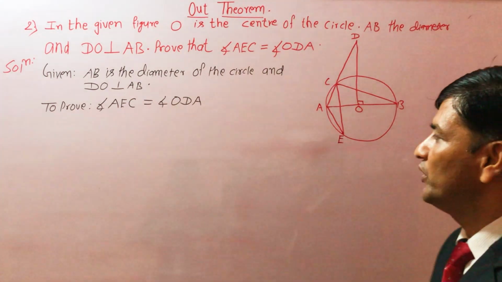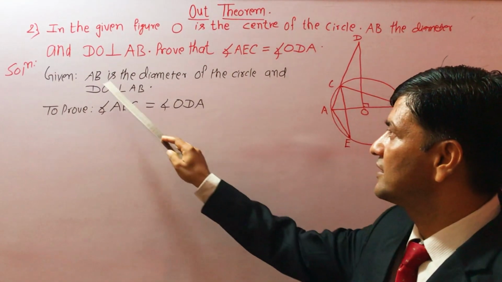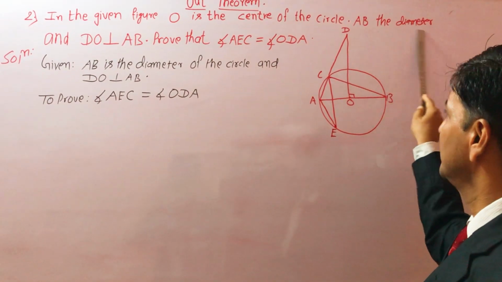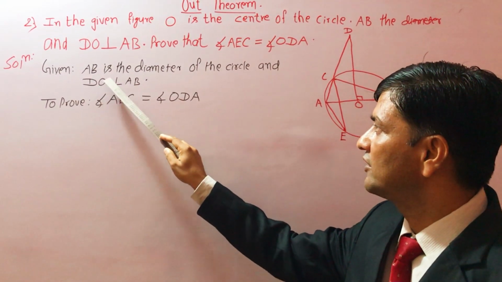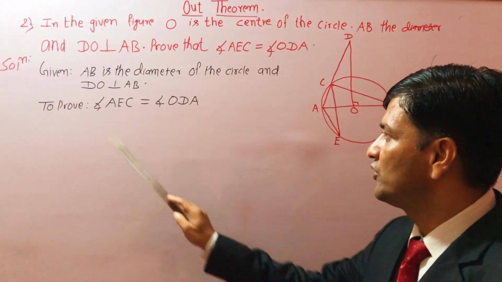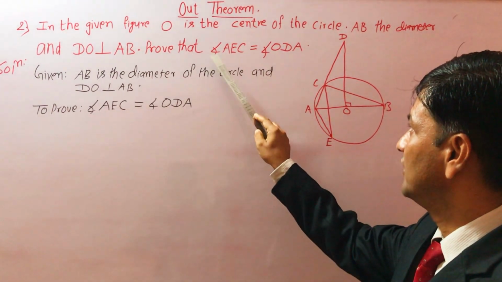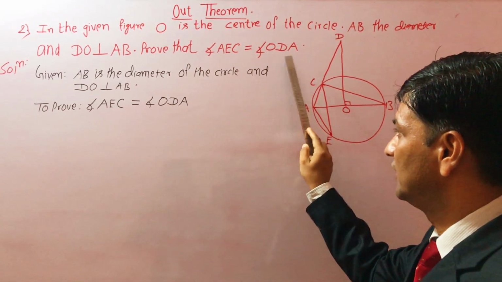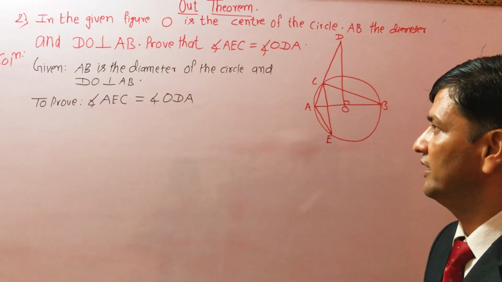What is given is at the beginning of the question: AB is the diameter of the circle, and DO is perpendicular to AB. And what is to be proved, at the end of the question, is that angle AEC is equal to angle ODA.